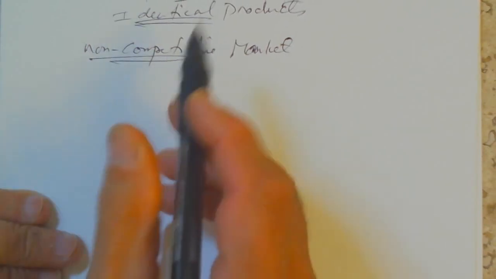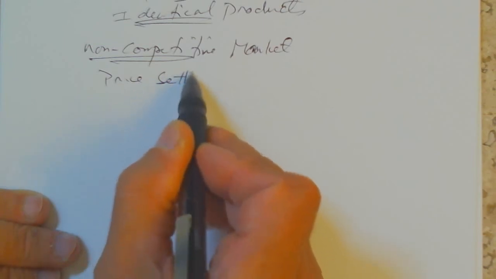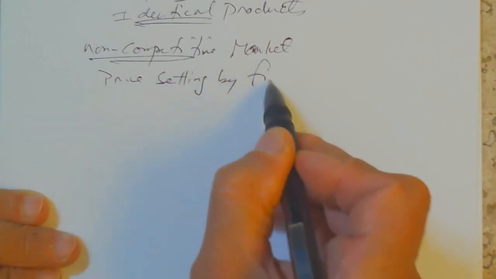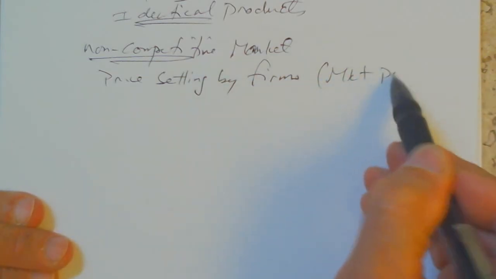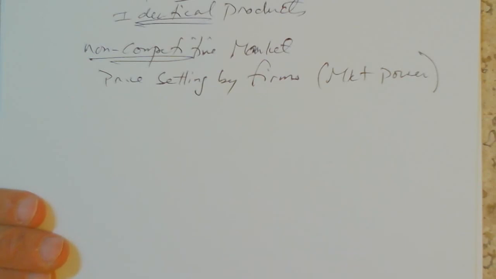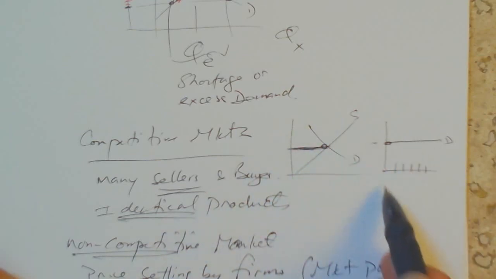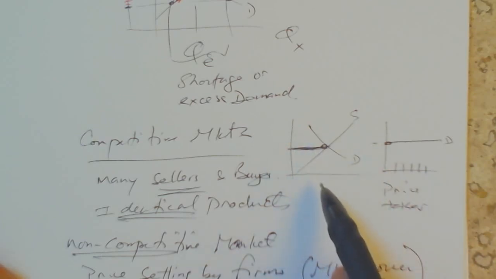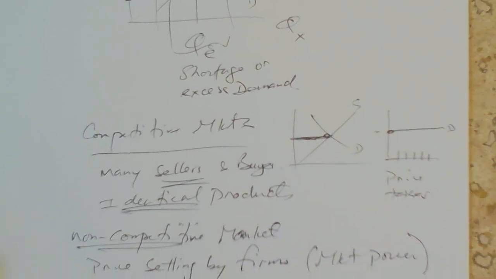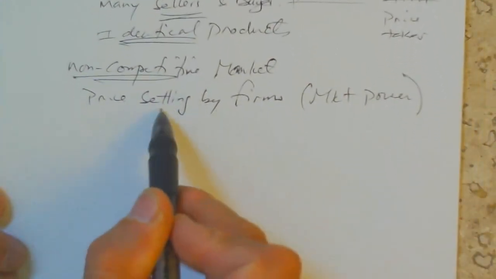By non-competitive, we mean price setting by firms. They have market power. Market power means that they don't have to accept the market price. This firm is a price taker; they take whatever the market dictates. When you're a non-competitive producer in a non-competitive market environment, you are a price setter.